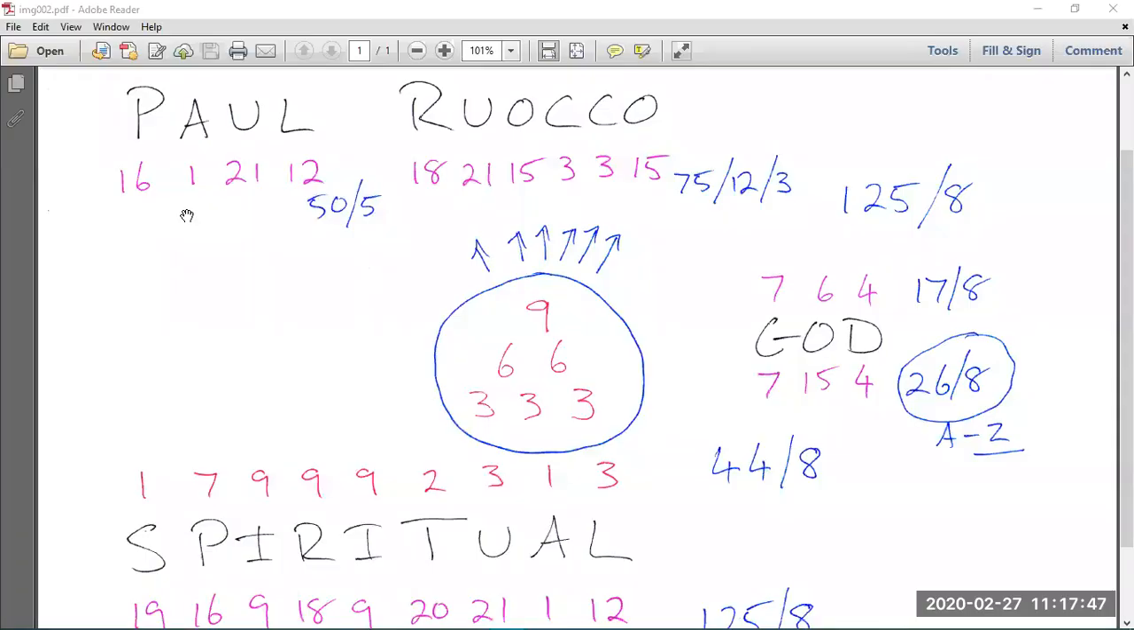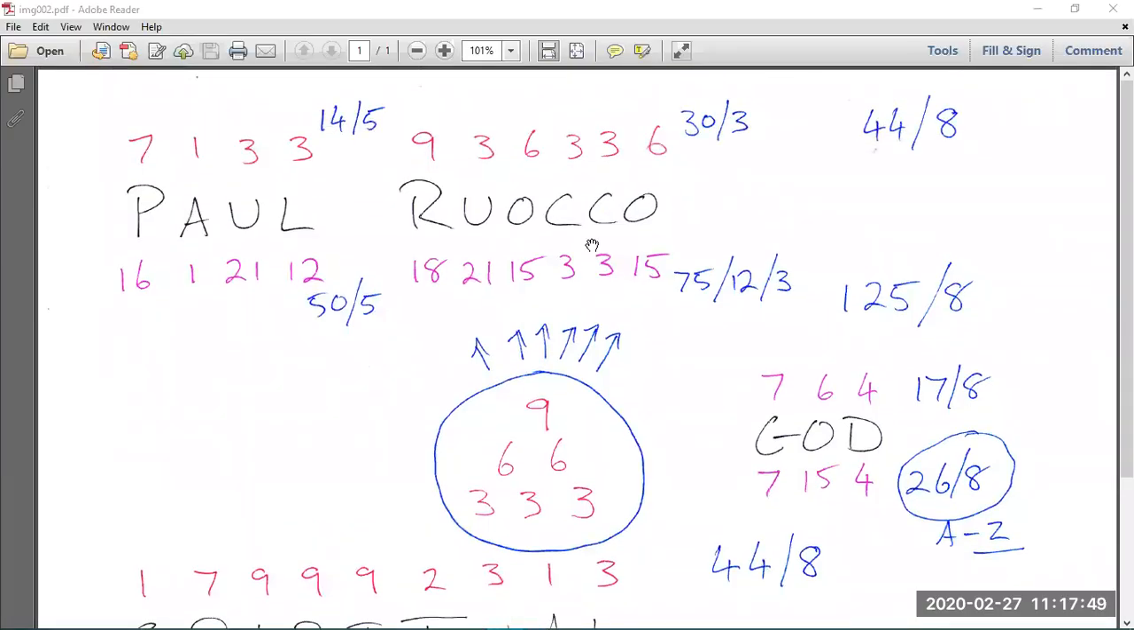Actually, have a look at this one. Okay, here we have my full name here, Paul Rucco. Now that cross that I showed you before with the numbers 1 and then 2, 3, 4, and then the bottom line, 7s, 1s, and 3s, and the word Paul here, or the name Paul. My last name, 3s and 6s again.